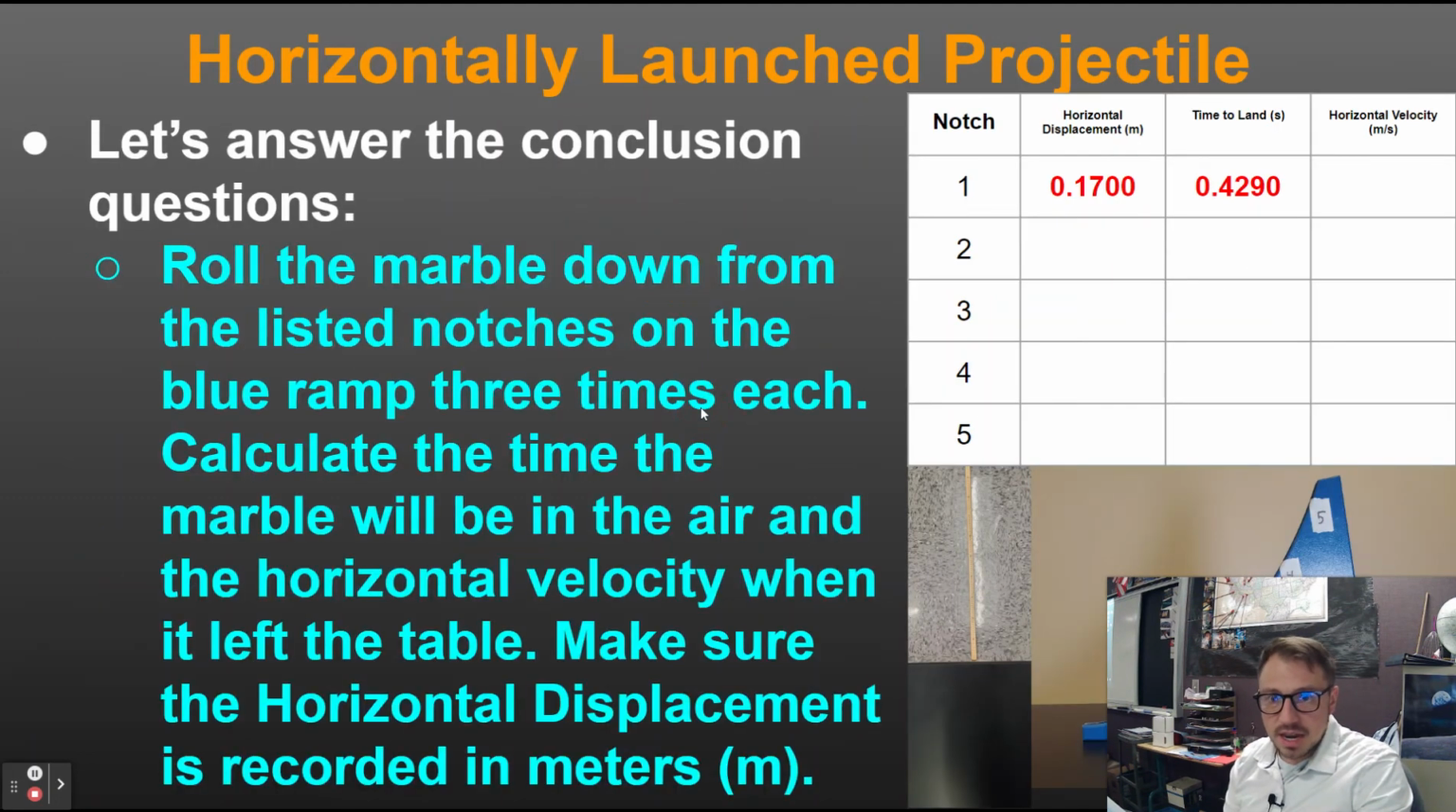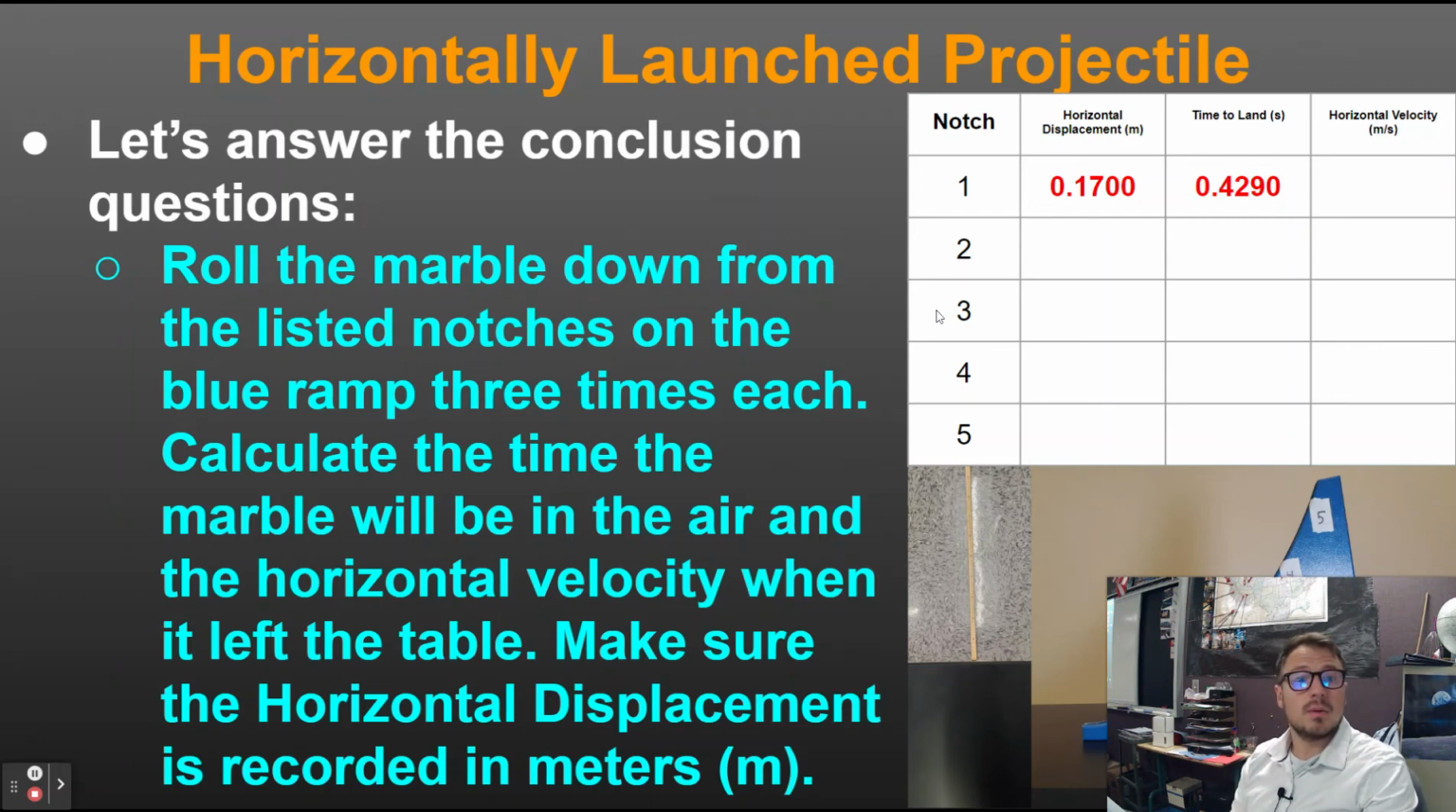So now we rolled the marble down from those notches, and then we're going to calculate the time it was in the air. We know that the horizontal motion does not affect the time that it's in the air. So it's going to be the same no matter what the horizontal velocity is. It could be dropped straight down, or it could have been fired as fast as a bullet. It's still going to take 0.4290 seconds to hit the ground.